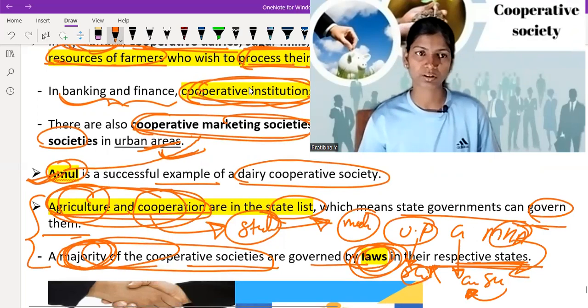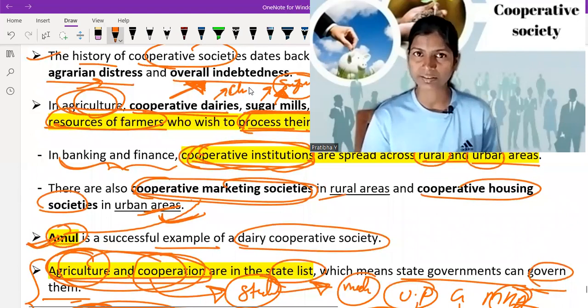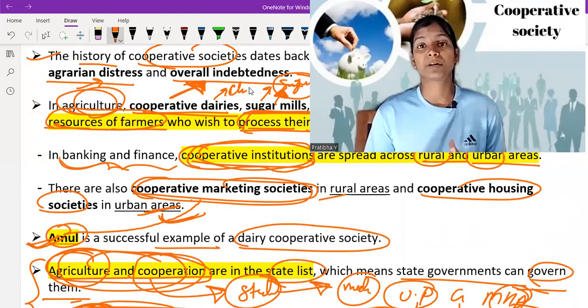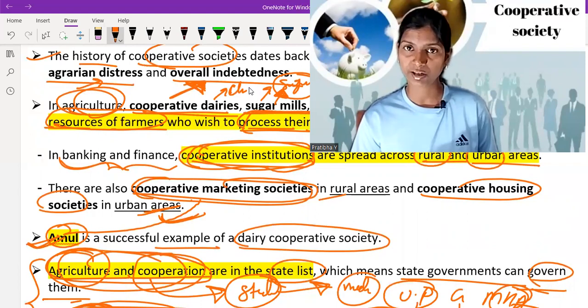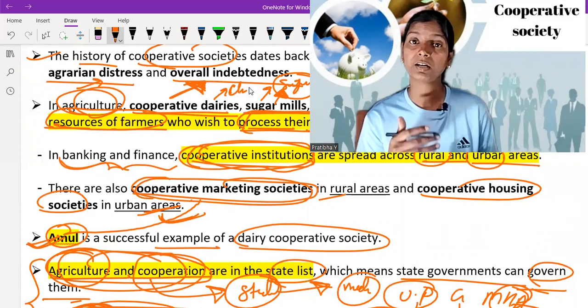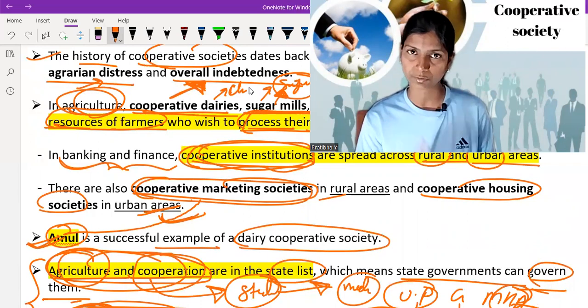So I hope you understand all the points related to cooperative societies, and this is important, because with the help of cooperative societies, we solve many problems at once. Small farmers and small businesses are thriving with their help. If individual members come together and form a society, they have strong bargaining power in any area, in terms of sugar mills, spinning mills, and cooperative dairies.